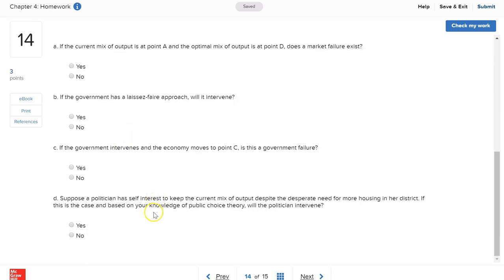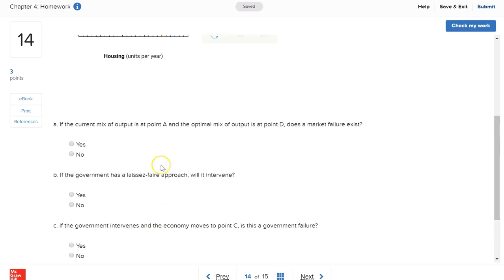And then finally, if a politician has self-interest to keep the current mix of output, despite the desperate need for more housing in her district, based on your knowledge of public choice theory, will the politician intervene? And public choice theory deals with the personal interests of the people making the decisions, the politicians. So in this case, it would be a no.